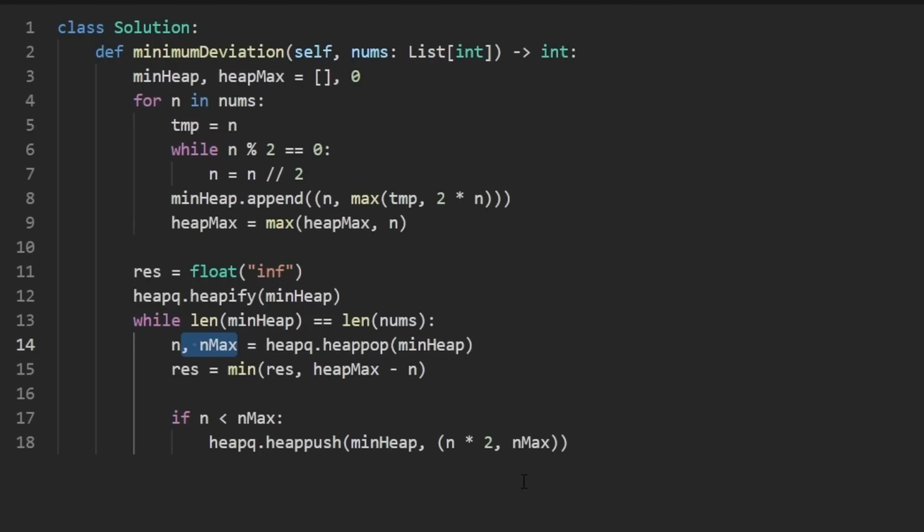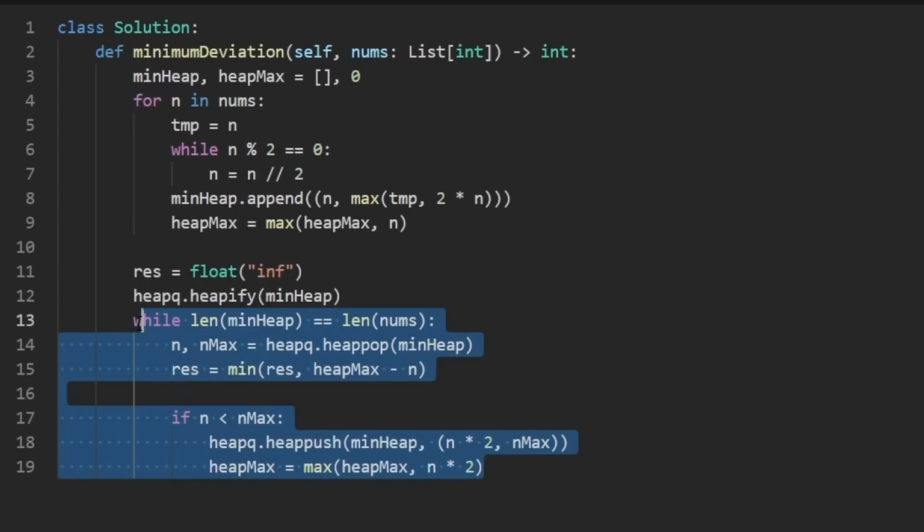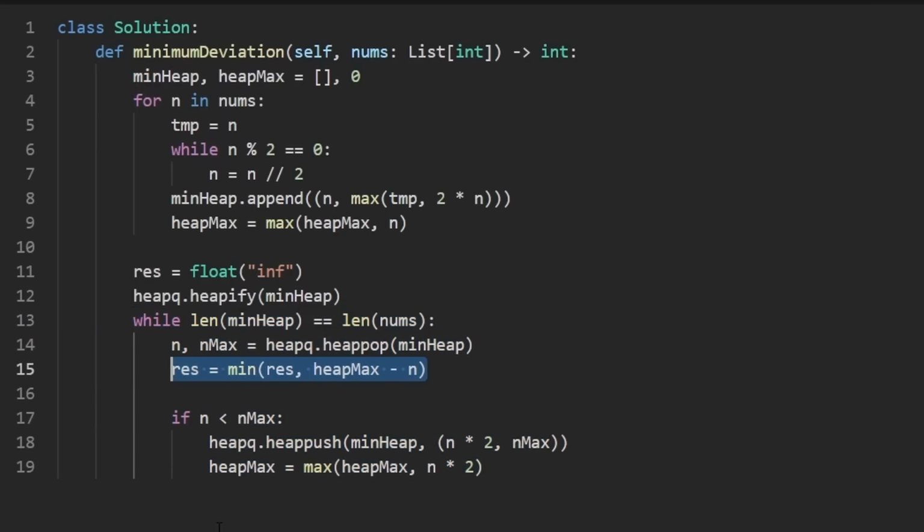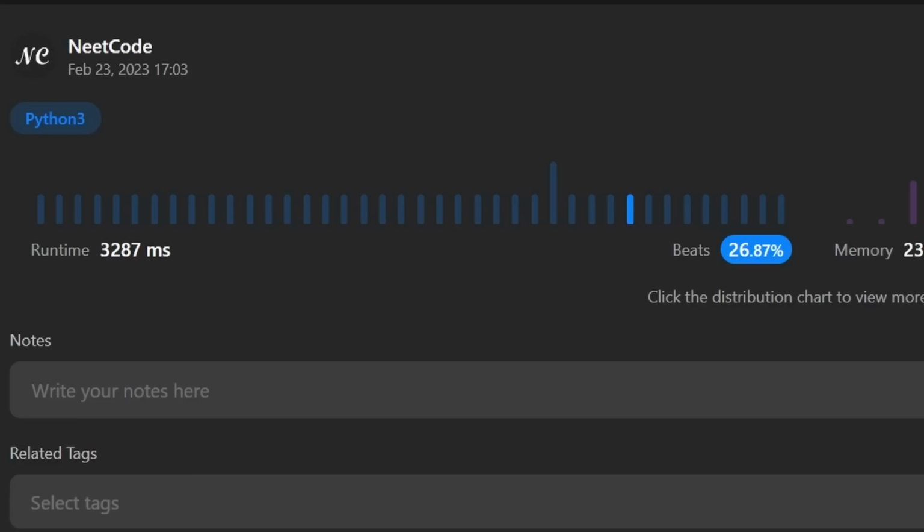Though it's possible that now we have updated our maximum. If we're appending 2 times some value, it's possible that the heap max is now an even greater value. So let's possibly update it with n times 2. So now our loop will keep running until we pop an element from the heap for good. And at that point, we can't come up with a better solution. So we will end up returning our result. So now let's run the code to make sure that it works. And as you can see, yes, it does. And it's about as efficient as you can get.